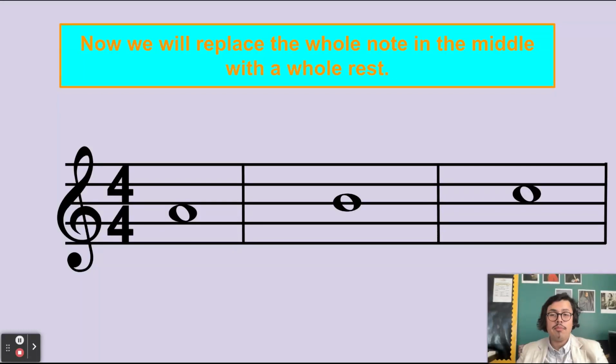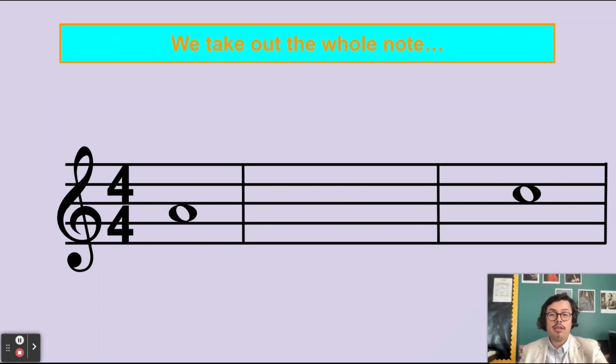Now what we're going to do is replace the whole note in the middle with a whole rest, the corresponding rest. So we take out the whole note and we replace it with a whole rest. When played, the second measure is going to be silent now. The silence is there, but the beat keeps going. So let's listen to what that sounds like on the screen.